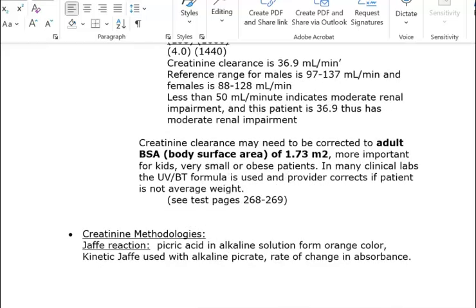Something to note with the creatinine clearance: if a person is very small, or with kids, or very obese patients, the body surface area might need to be included or used to correct the result. In many labs, the creatinine clearance formula is used by the provider, but it is corrected if the patient is not of average weight.